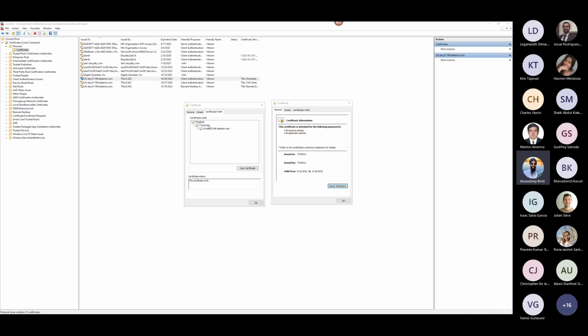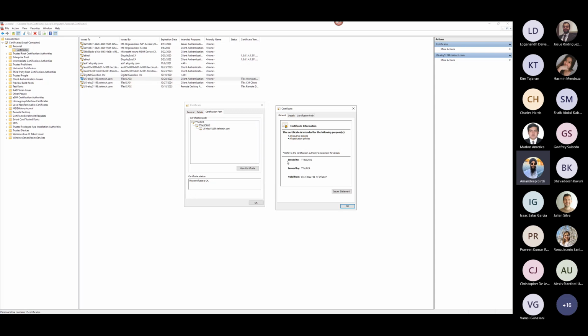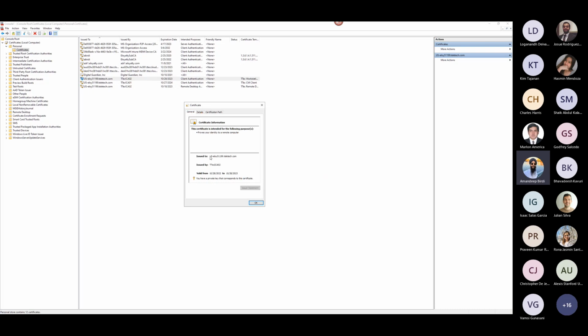And then the intermediate cert will always be issued by the root, or issued by the root CA. You can see, right? And then the last one here, this is the one we're actually looking at, this will be issued by the intermediate CA or the certificate.